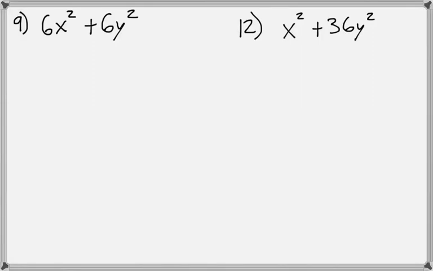For question number 9, I want to factor this completely, and I know that I have a GCF here of 6 because 6 is common to both of these. So if I factor out a 6, that leaves me with x squared plus y squared.